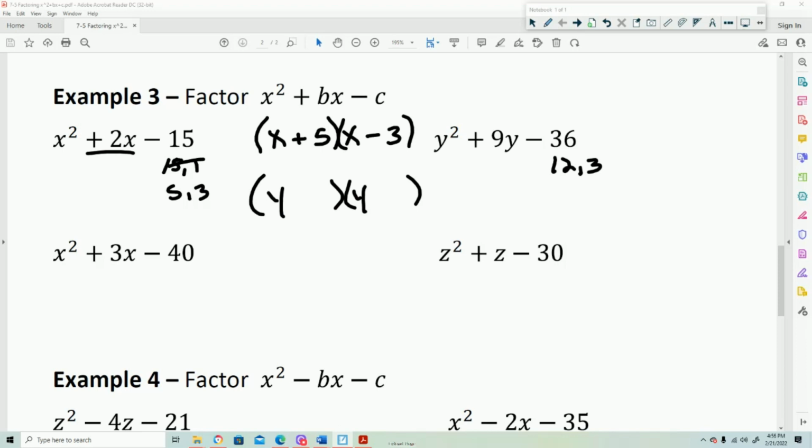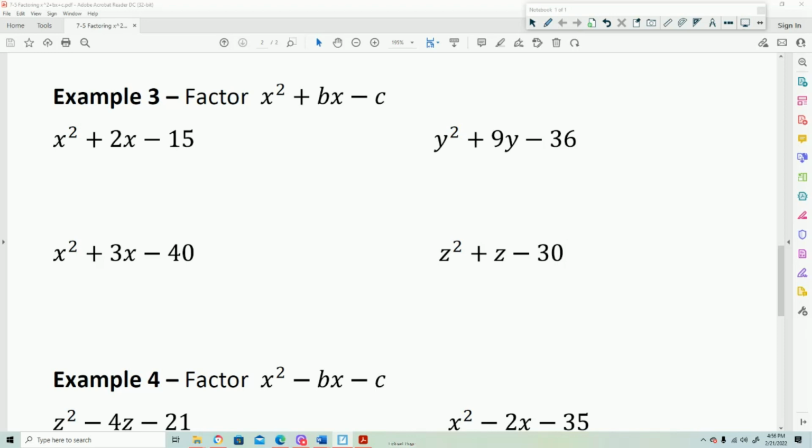Yes, that works. 12 and 3 subtract to be 9. The difference between 12 and 3 is 9. So I'm going to use 12 and 3. I notice this term is positive, so the larger numeral has to be positive. So it's going to be plus 12 and minus 3. And you can always check your answer by multiplying first, outside, inside, last, and you will get that trinomial. Okay, let's clear this and go to the last two here.